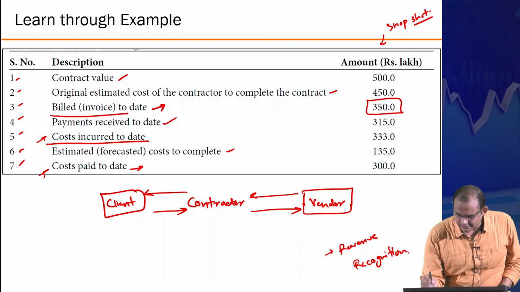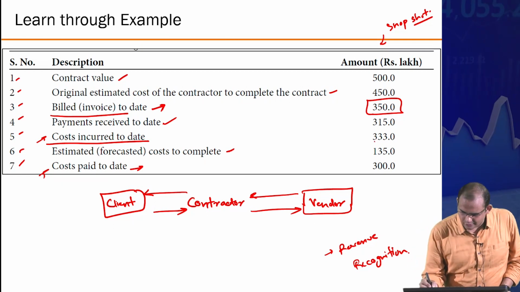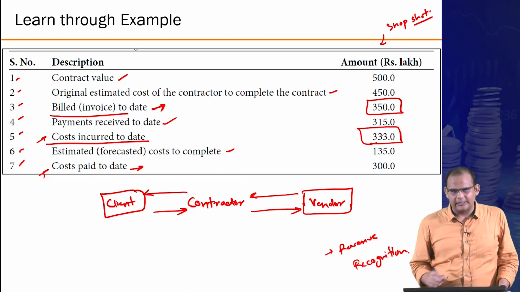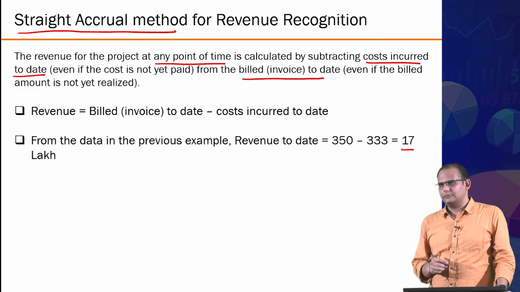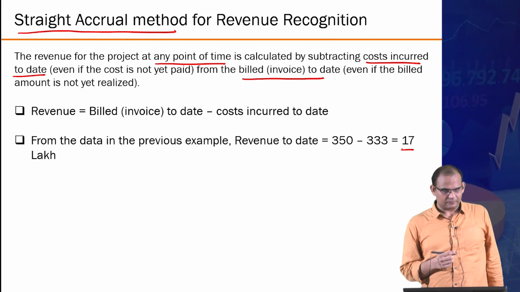350, and cost incurred to date is what? 330. So the difference of those will give you the remaining amount, right?